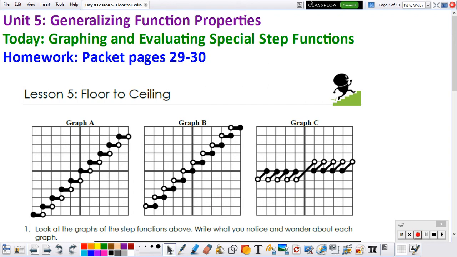Okay, so on page 26 you see 3 graphs. What I want you to do as you're getting yourself settled is just write down what you notice and what you wonder about each graph.